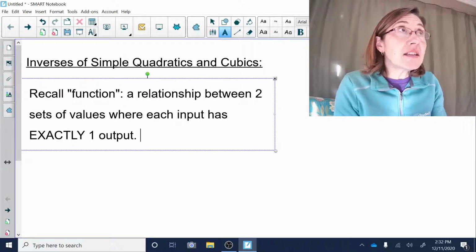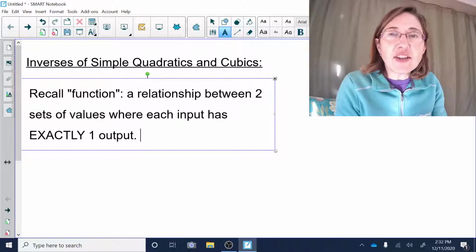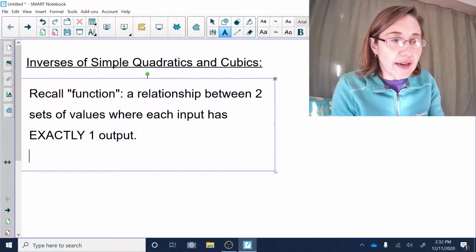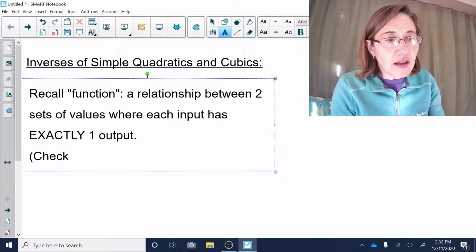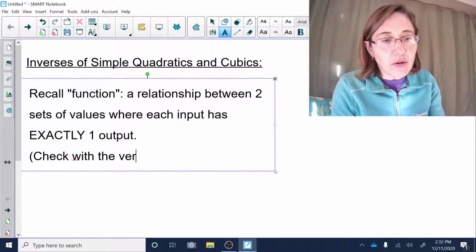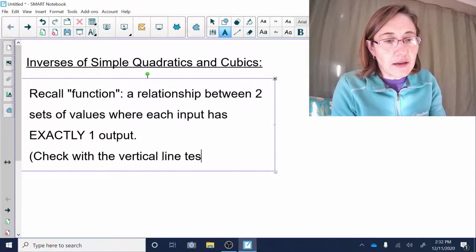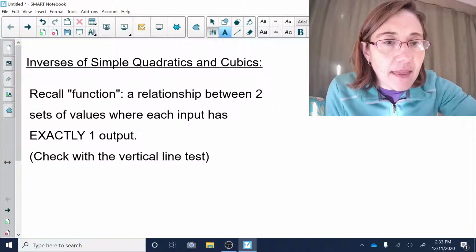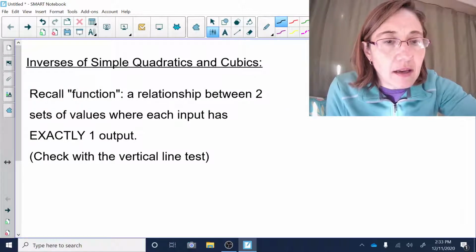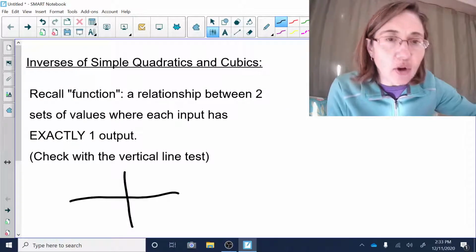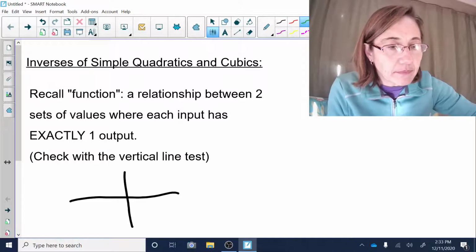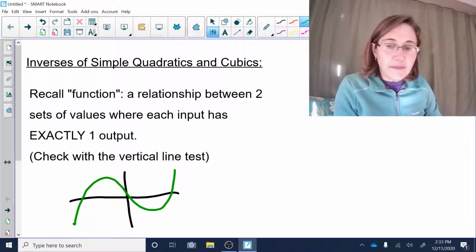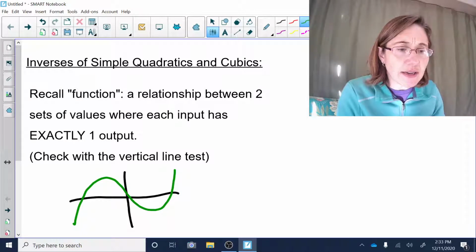With that, when we checked graphs to see if they were functions or not back in Algebra 1, there was a nice way to check them called the vertical line test. So I'll say we check with the vertical line test. And just as a little refresher of that, that looks like this. If you have, let me just draw a little graph here. Let's say your graph does this. Let's see, how am I going to do this on screen?